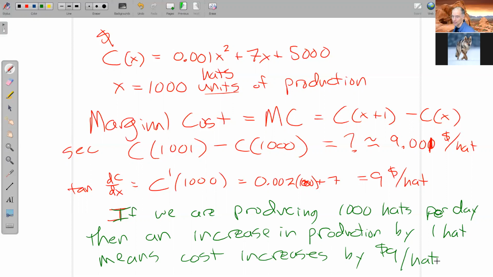How many hats are we making? We're making 1,000 hats, maybe 1,001 hats. We just increased production by $9,000 by deciding to make one more hat than we were already making. So this is a bad point to increase production at because the cost is increasing too much. Now, the decision shouldn't be made on cost alone. We should also be looking at revenue and profit. So this is just one part of that picture.